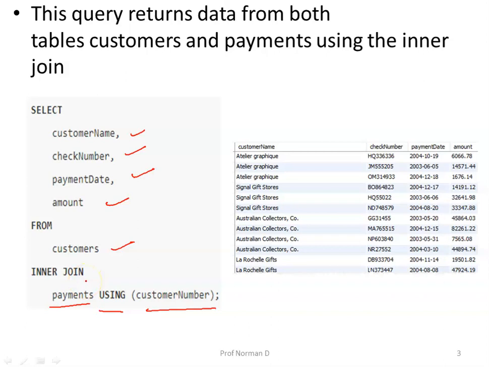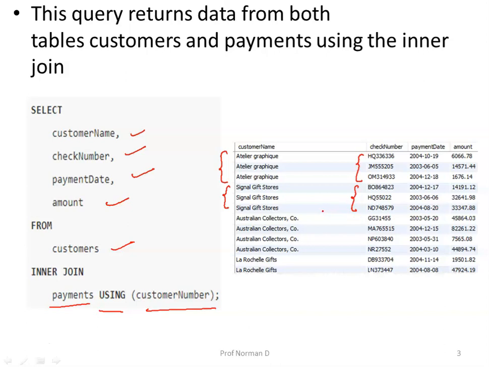Now, what is the problem over here? You can have a look at the output also. You can see that for Atelier Graphics, there are 3 checks belonging to Atelier Graphics, 2 checks belonging to Signal, 3 checks belonging to Signal Gift Stores, and so on.